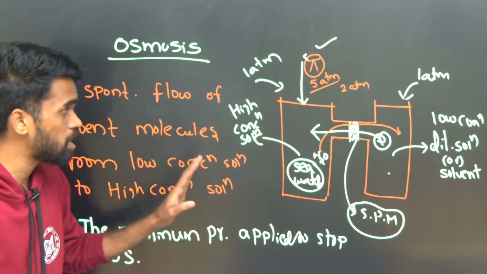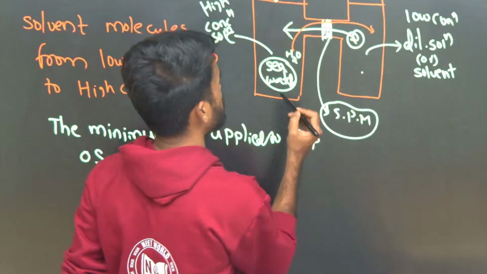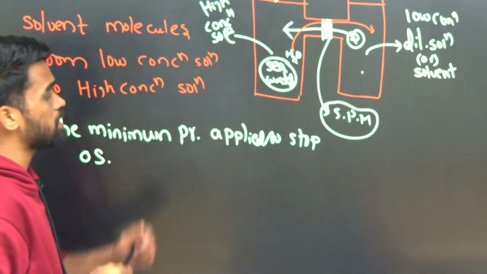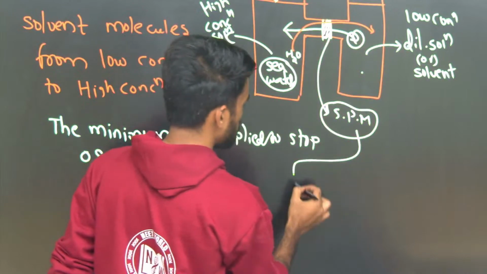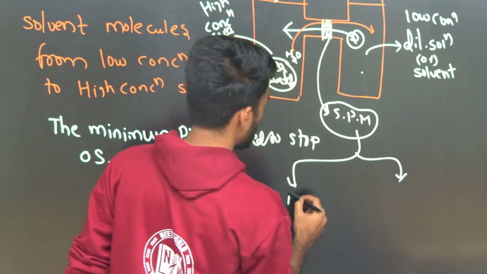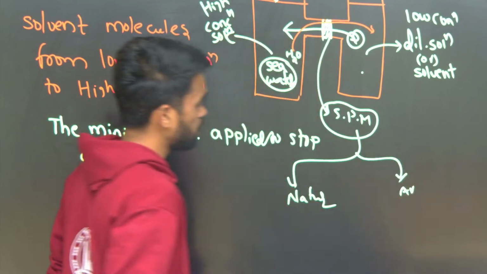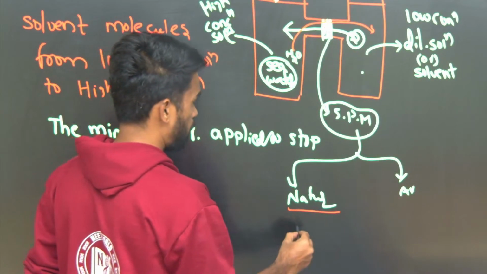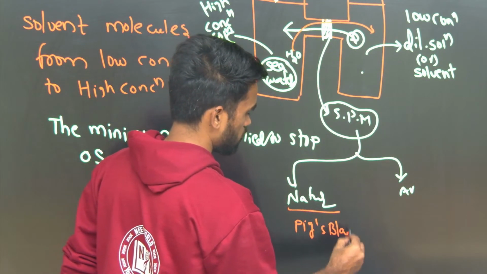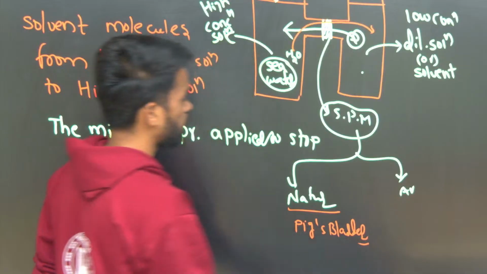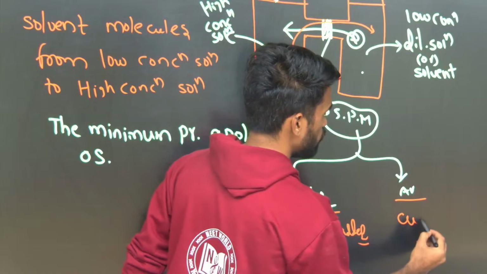I hope all the concepts we have discussed here are clear. Sometimes in the exam they may ask what types of SPMs we have. We have two types: natural and artificial or synthetic. For natural, you can say pig's bladder. For artificial, you can remember copper ferrocyanide.